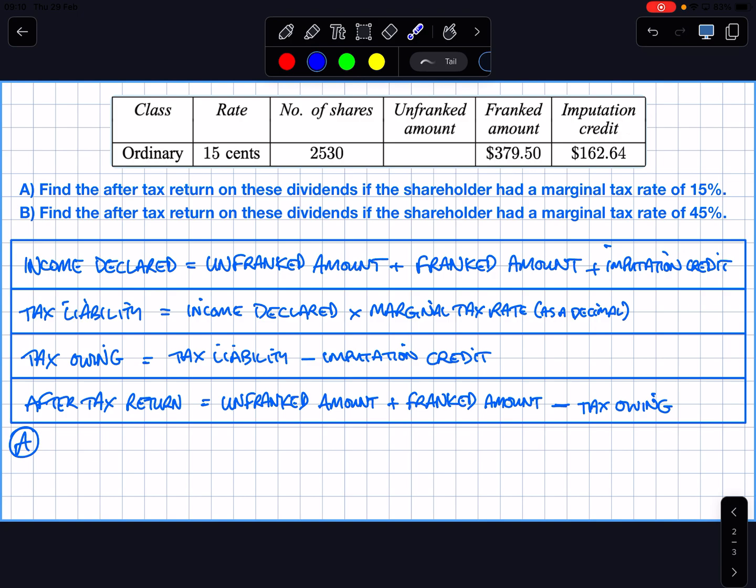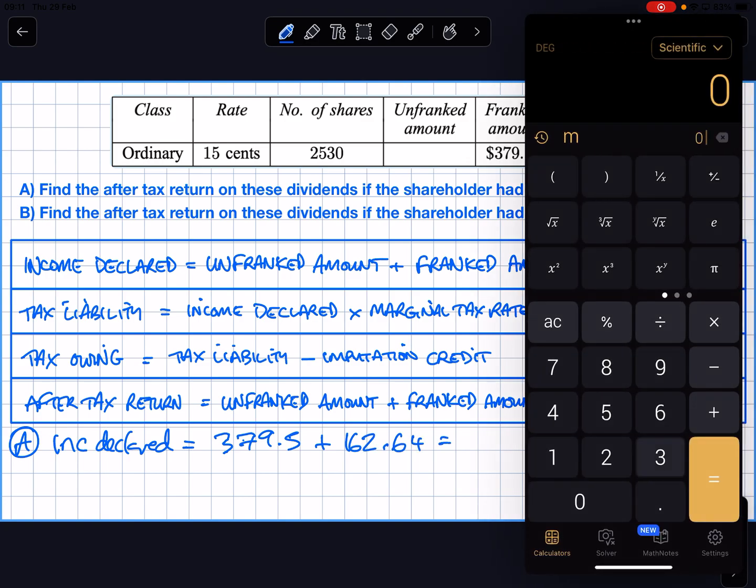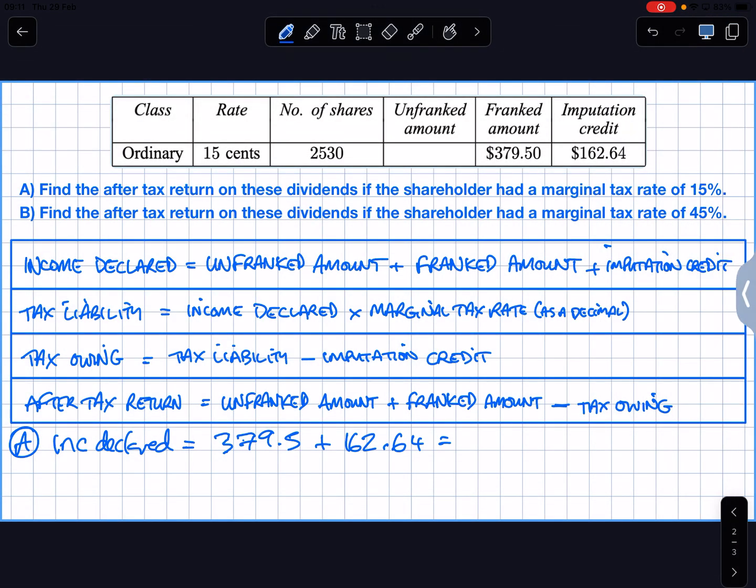So, first step, income declared. Is there an unfranked amount? No. Is there a franked amount? So I go 379.5 plus. Is there an imputation credit? So the company, whichever company this is, paid tax on the dividends for me. So 379.5 plus 162.64, 542.14. So I just did this one here, tax liability.